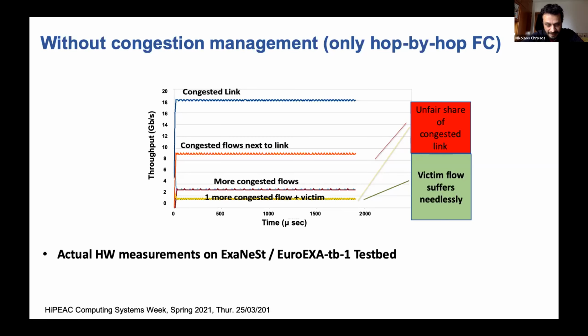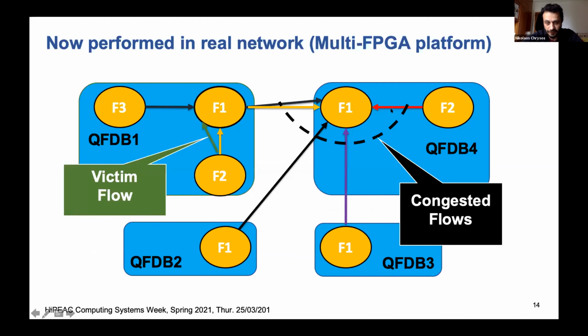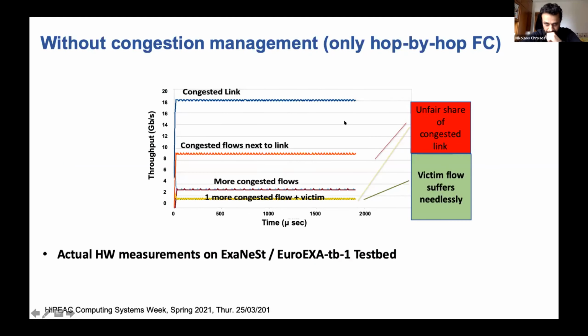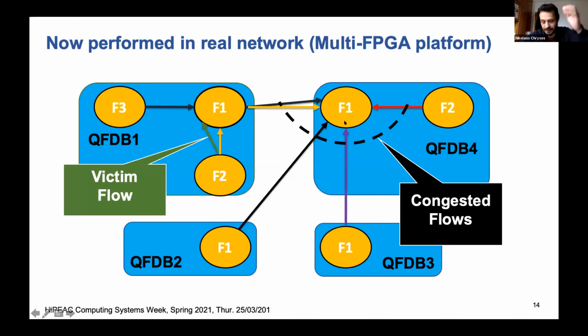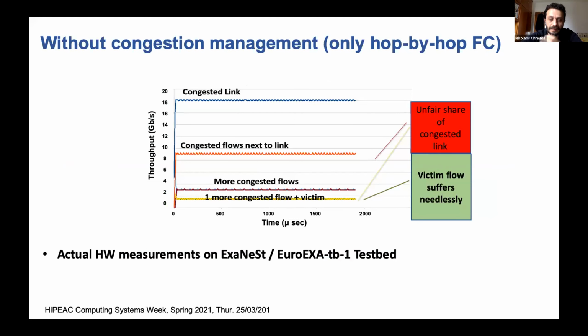Another interesting thing is that some congested flows, this one for instance, take more bandwidth than the others because it's closer to the destination. This is related to the parking lot problem. Traditionally in TCP and other interconnects, you can have this unfair situation where flows closer to the link which is congested get more bandwidth. So this is what happens here without congestion management.